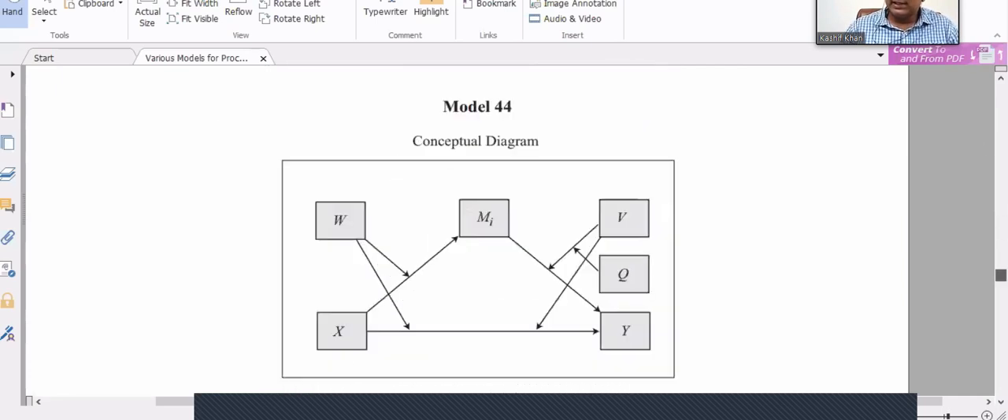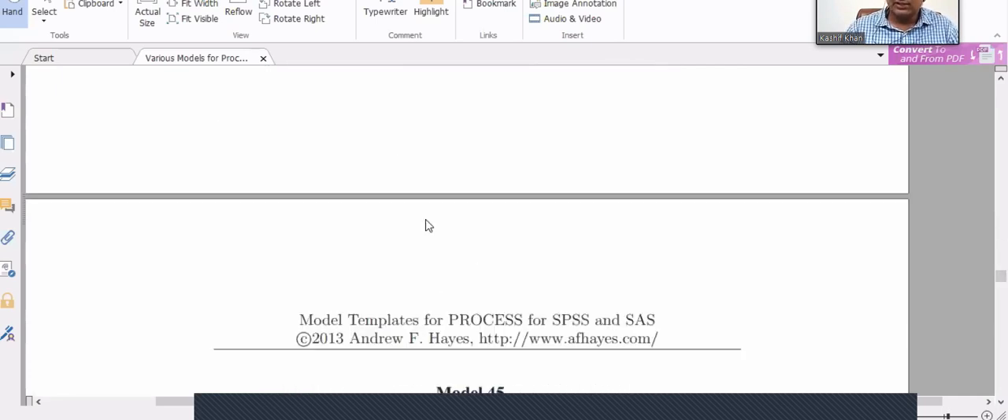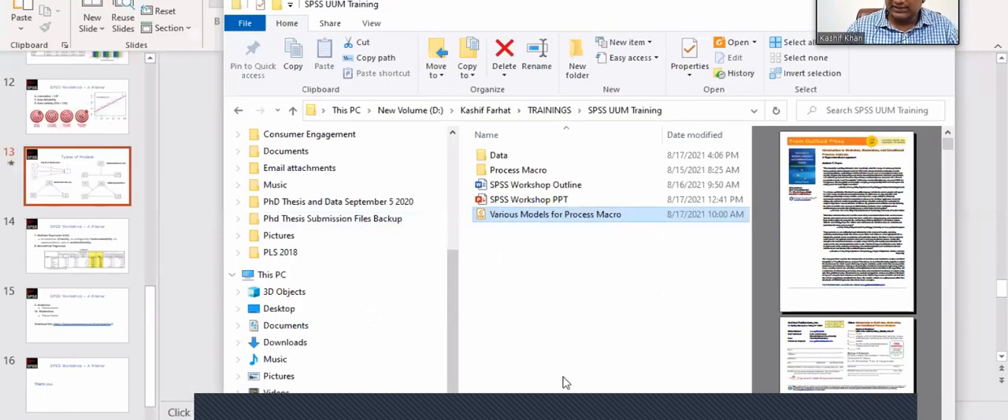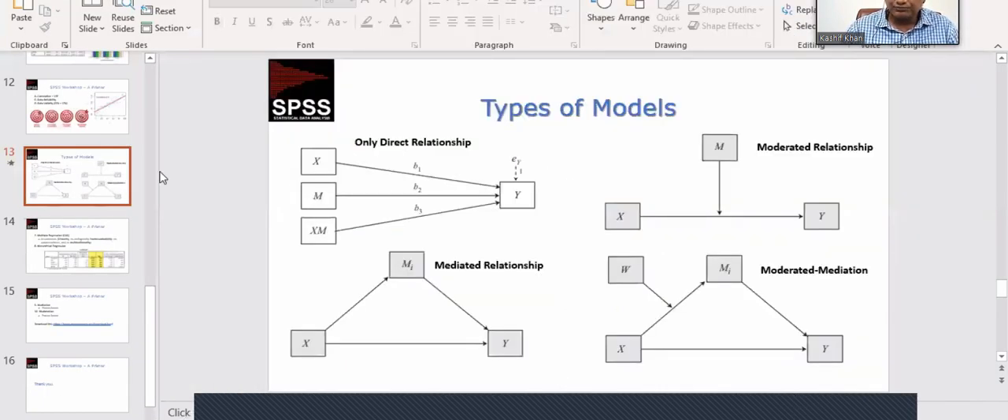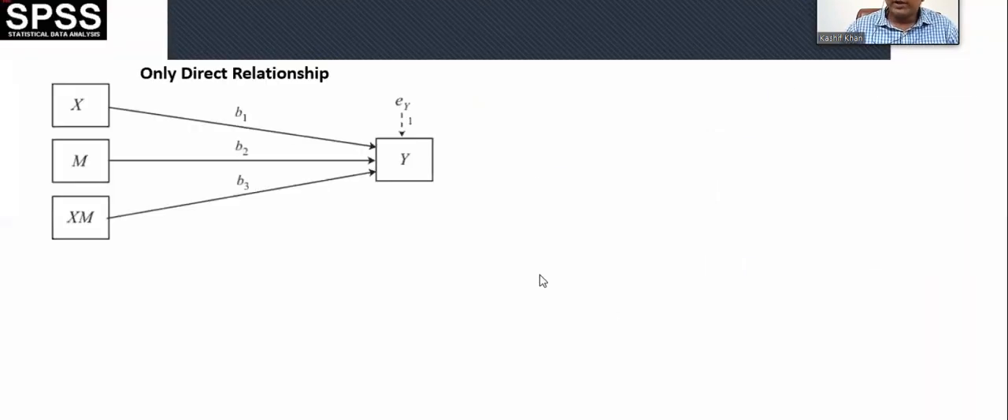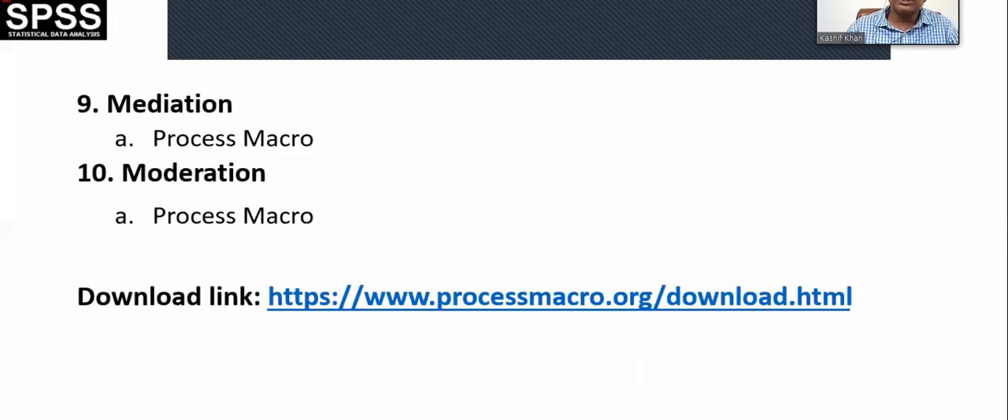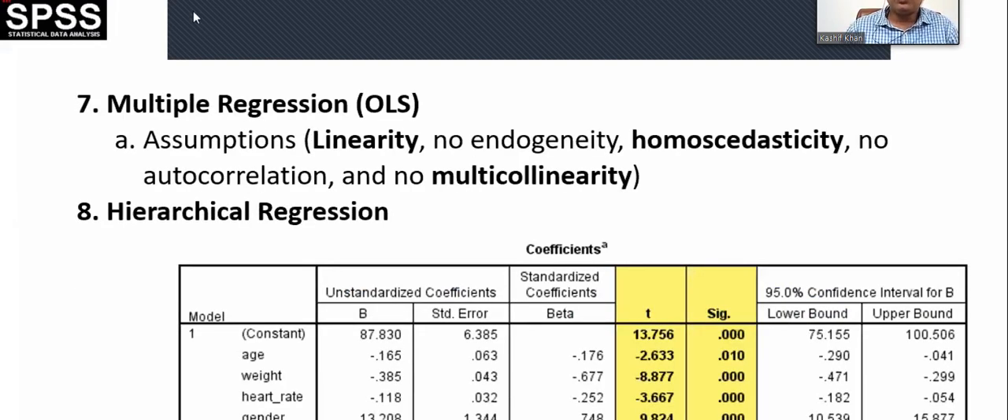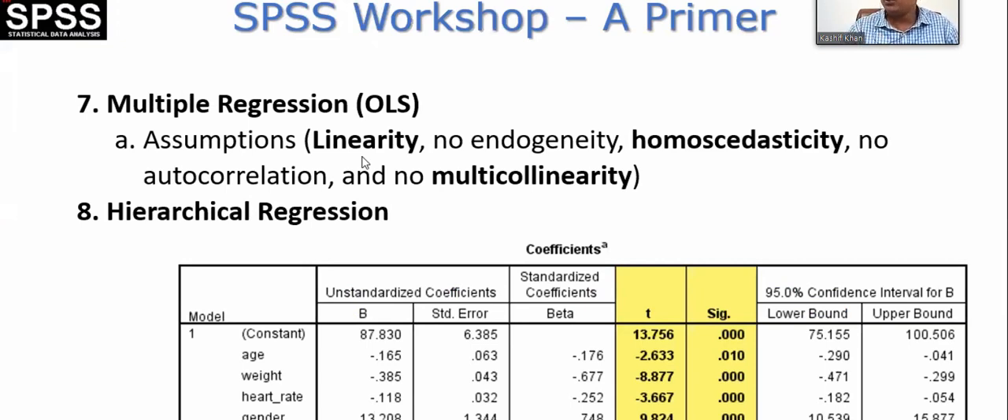Lastly, just the last thing with all of you. We need to understand that what we have done here is regression. If you are using PROCESS, remember, you're not doing structural equation modeling. You're doing regression. Structural equation modeling is different from regression.